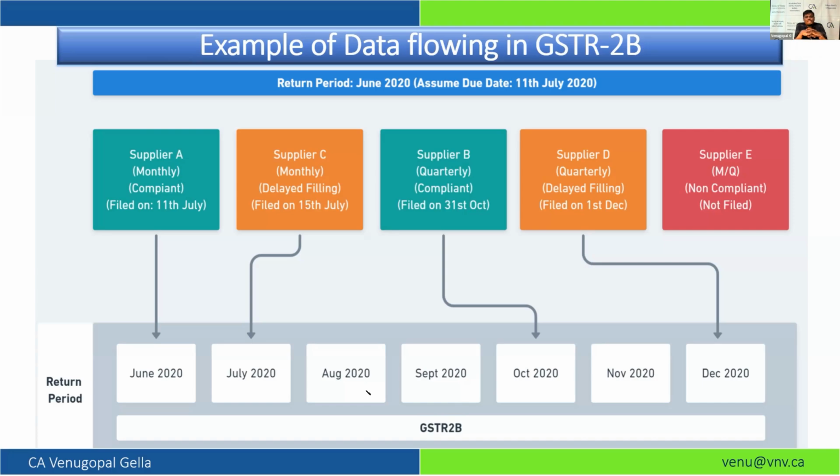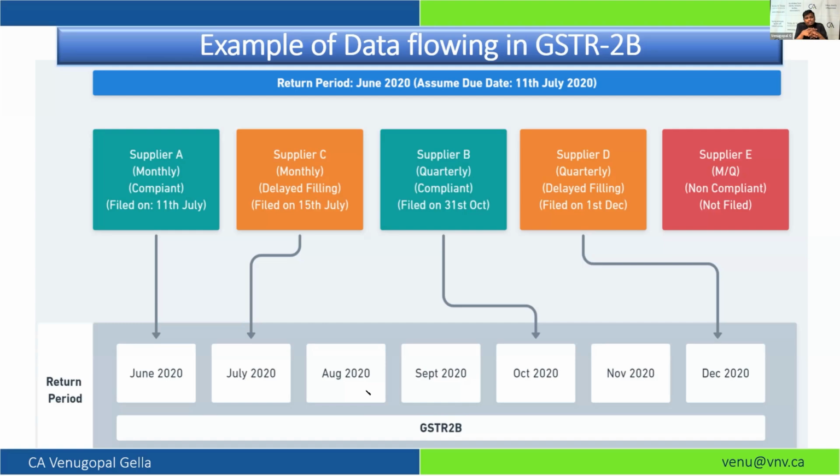So if your 2B is showing 100 rupees, you should only claim 100 rupees even though you made purchases and the input tax credit in your books of account is 160 rupees. So you should be ignoring 160 rupees and you should be claiming a credit of 100 rupees which is there in 2B.